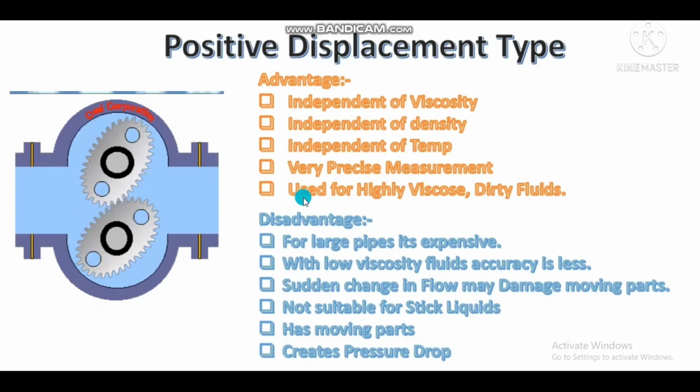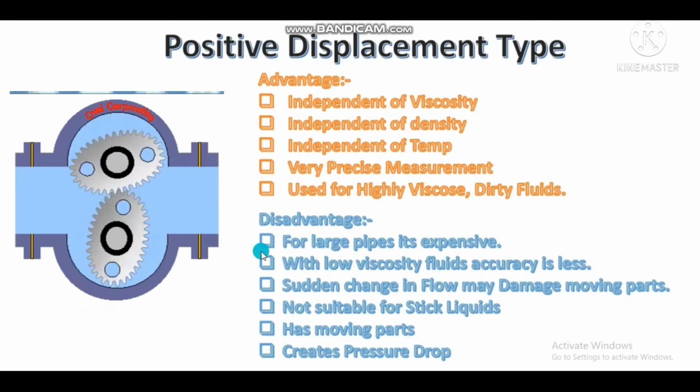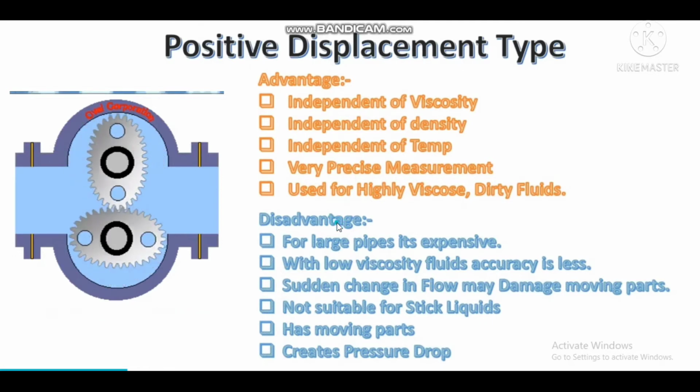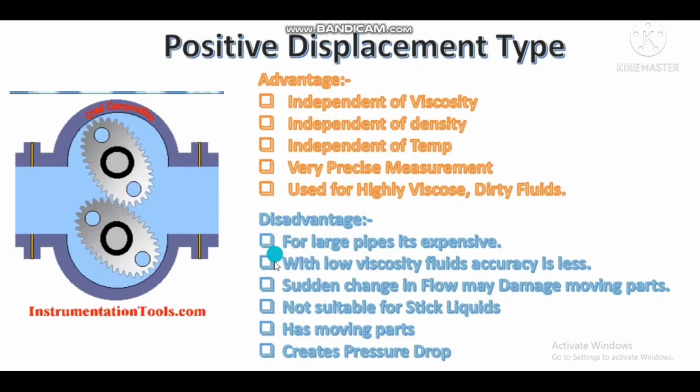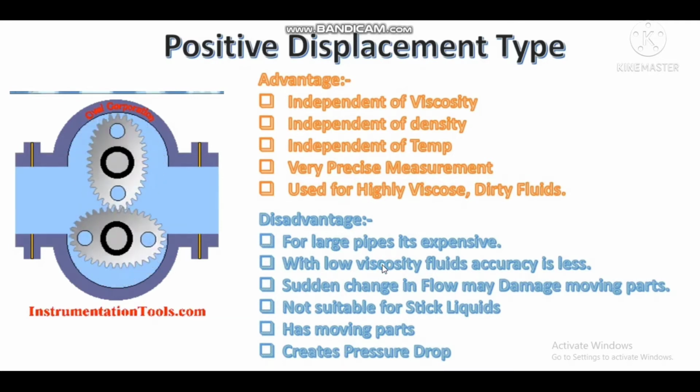And then the fifth advantage is that it can be used for highly viscous, dirty fluids. So we can use it in the sewage system where the fluids are very dirty, and we can also use it in many different aspects and cases. There are a few disadvantages also of the positive displacement type. The first disadvantage is that for large pipes it's expensive. So we cannot use it for a very large pipe because it is a lot more expensive.